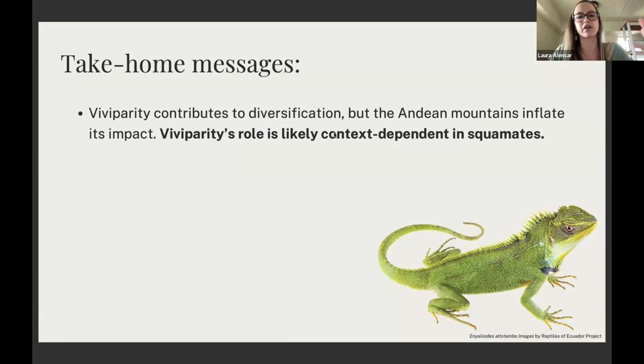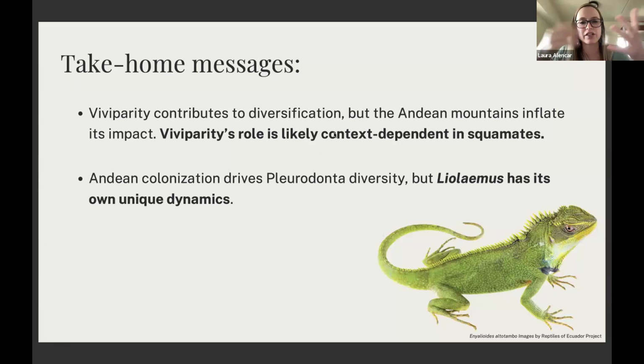So first of all, viviparity contributes to diversification, but it's clear that the Andean mountains are inflating its impact. So we should think about viviparity as likely context-dependent, at least in squamates. Andean colonization drives Pleurodonta diversity, but also Liolaemus, and I will also add Phymaturus here, are clades that have their own unique dynamics. So there is something else about these two groups. I would imagine something not related only to being viviparous and Andean that contributes to them having such higher diversification rates.